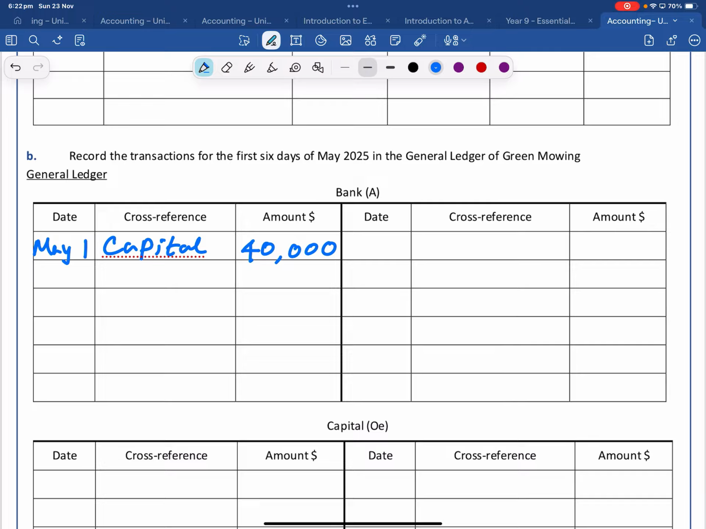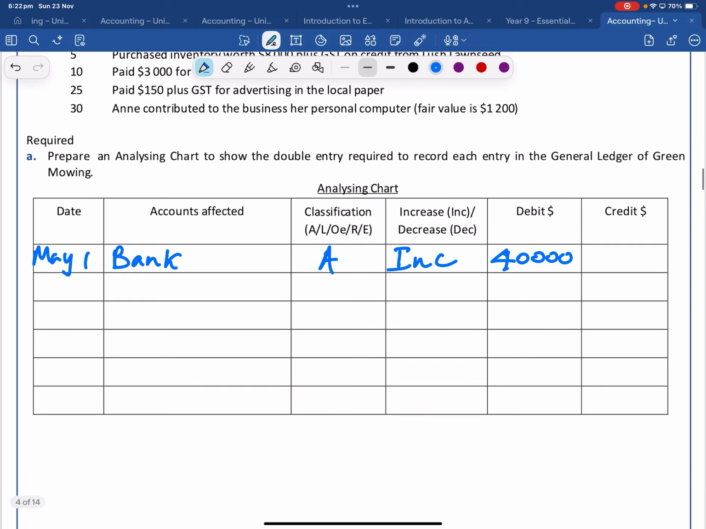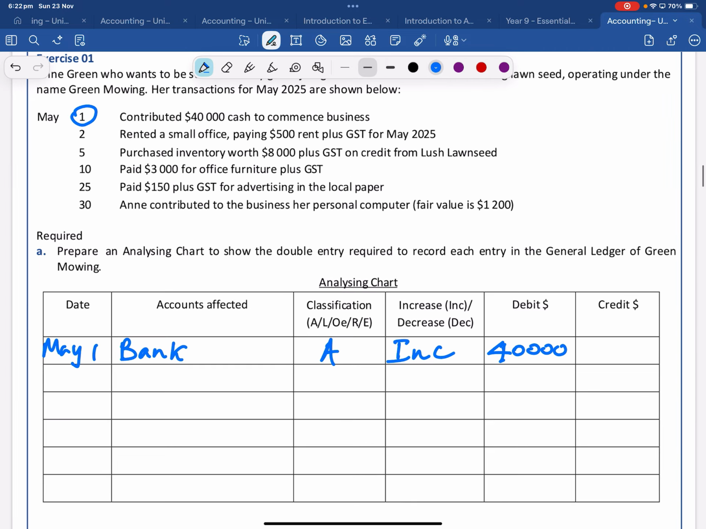So can we write the bank here? No. It's like if you are going to send a letter to somebody, you have to write the other party's address. You can't write your own address, it will come back to you. You have to write the other party's one.